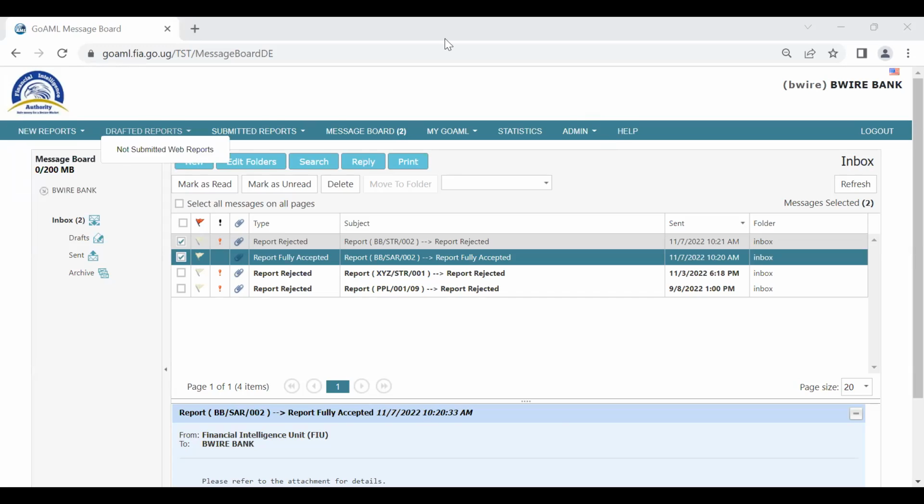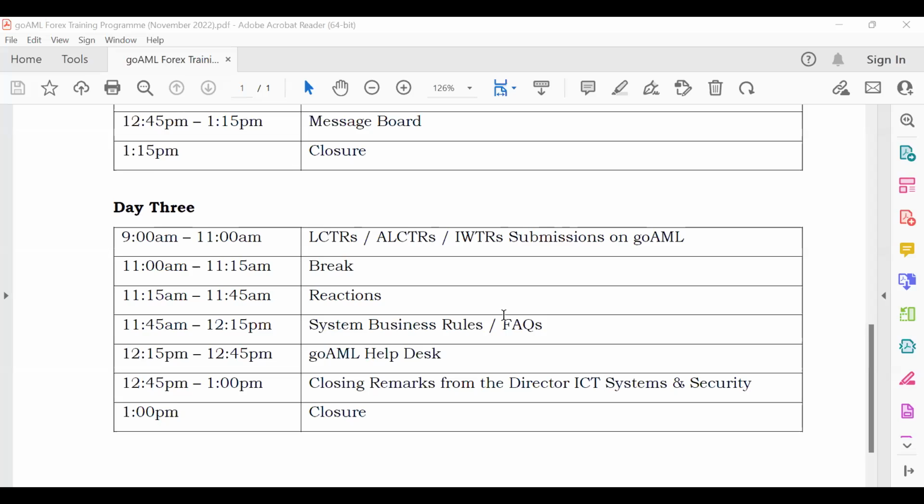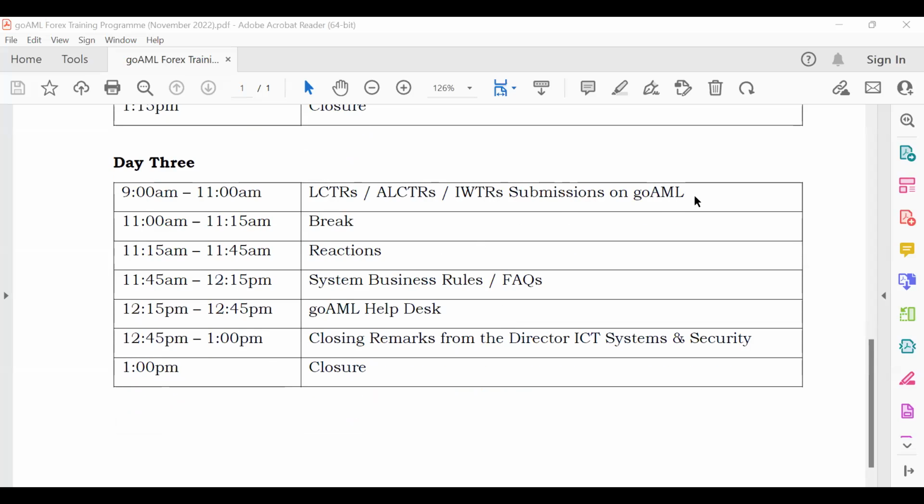So we're going to go to large cash reporting. We have large cash reporting and aggregated large cash reporting. Let me just share that on the screen. So these are the key reports that we expect you to send to the FIA. We are going to look at two of them. We have the large cash reporting, which applies to Forex and money transfer, anything above 20 million. Then aggregated large cash.